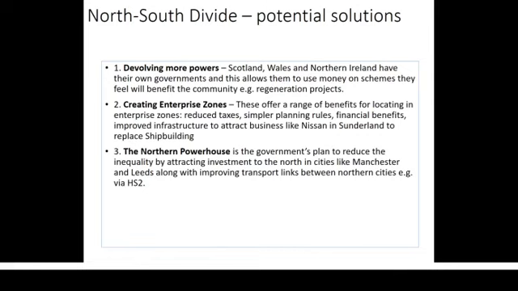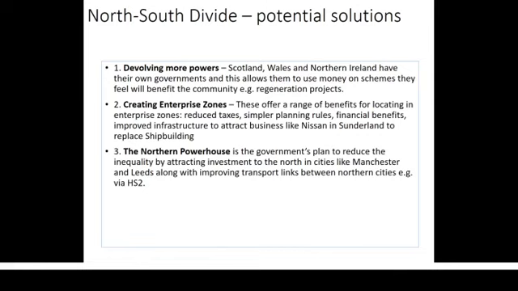One idea is to devolve more powers. Devolving more powers means that Scotland, Wales and Northern Ireland have their own governments, and it means they can use their money on schemes they think will benefit their community. Basically, if they think they need regeneration, they can spend it on regeneration. No one tells them how to spend some of their money. This means that they can invest in what they think is most important to narrow that gap between the richest and the poorest regions.